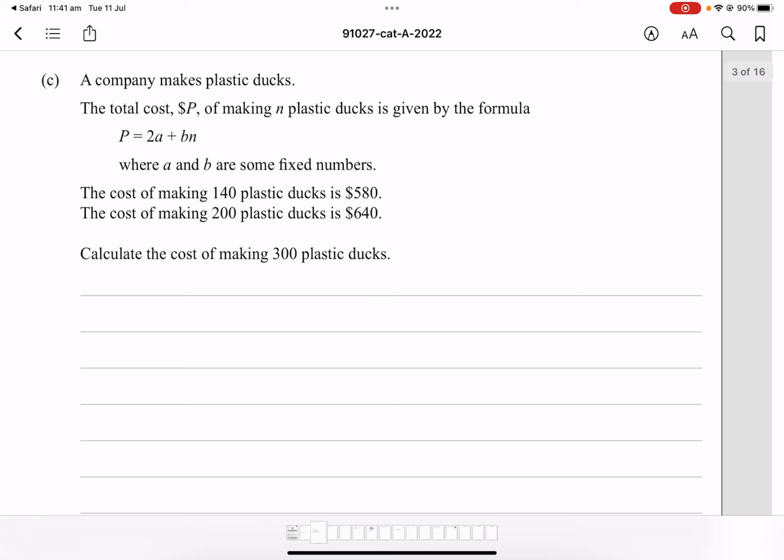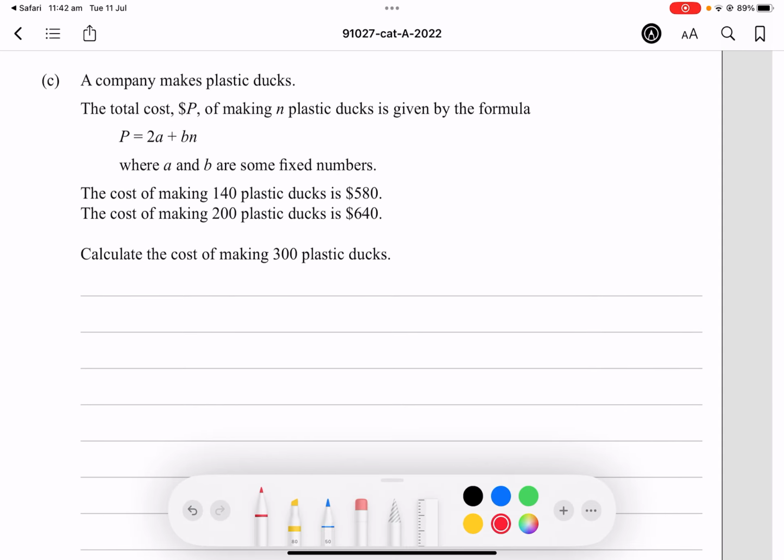Question C. A company makes plastic ducks. The total cost in P dollars of making N plastic ducks is given by the formula P equals 2A plus B times N, where A and B are some constants. The cost of making 140 plastic ducks is $580, and the cost of making 200 plastic ducks is $640. We want to calculate the cost of making 300 plastic ducks.